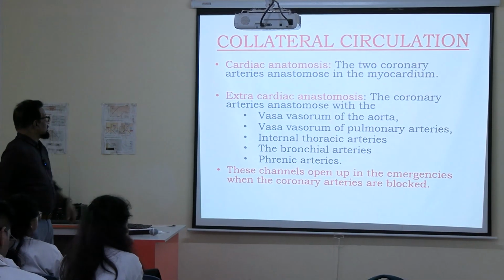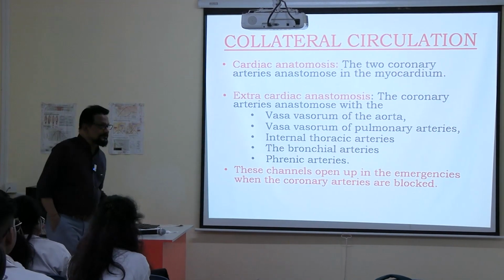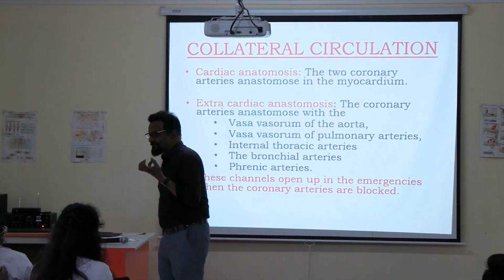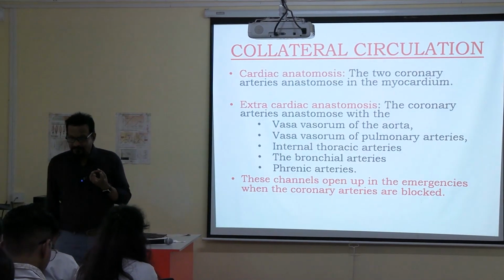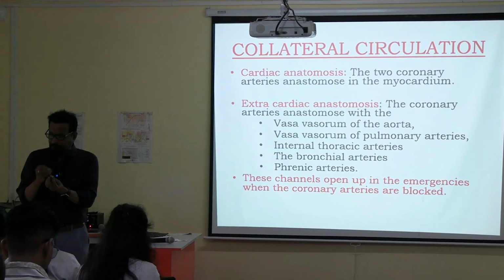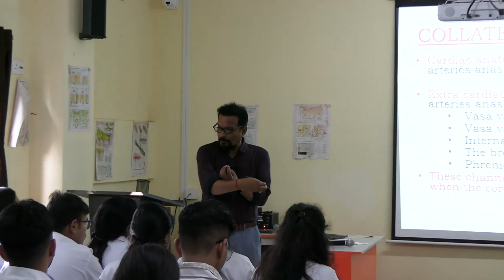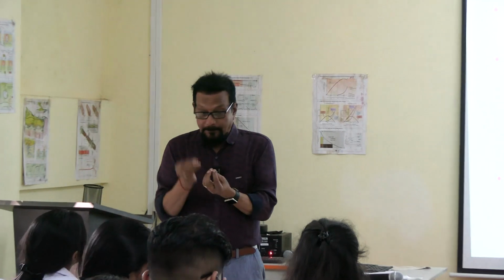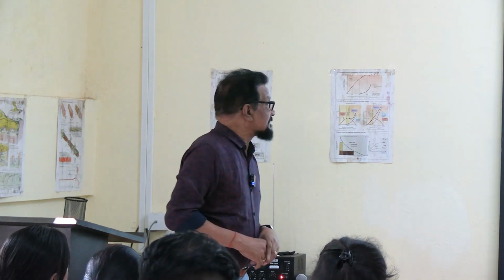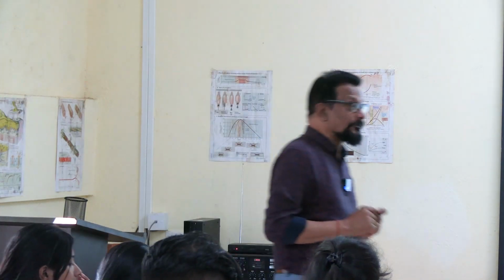So these collaterals may come from extra cardiac sources. They may get collaterals from the left coronary artery or from the right coronary artery, but these are from within the heart. Outside the heart, there are some arteries from which they can also get collaterals. What are these? These are the vasa vasorum, the vasa vasorum of the aorta.